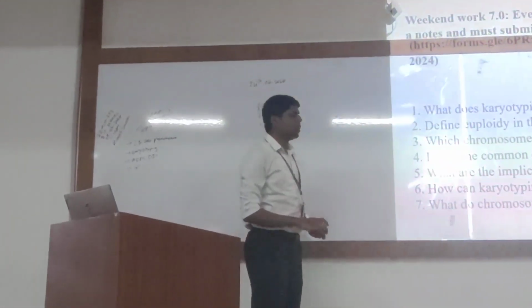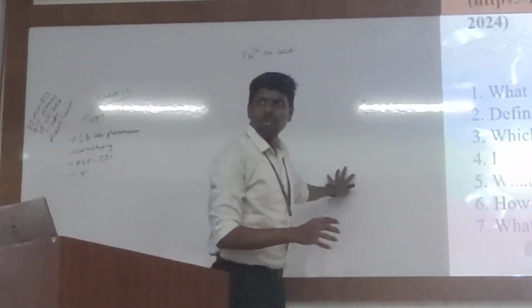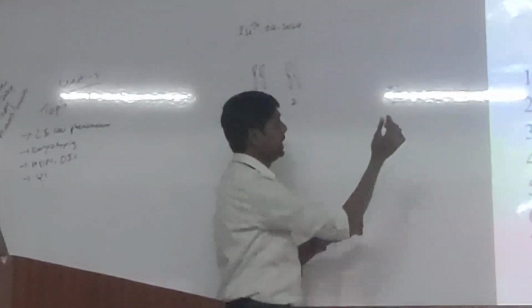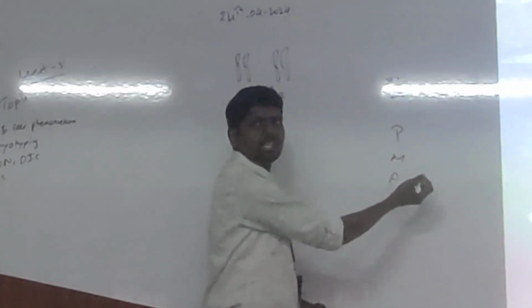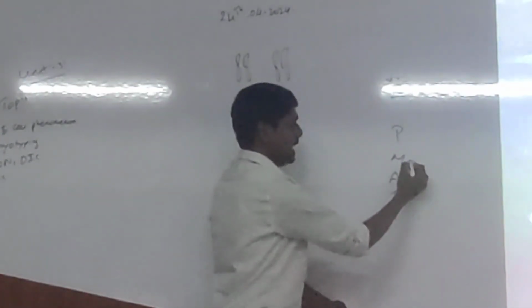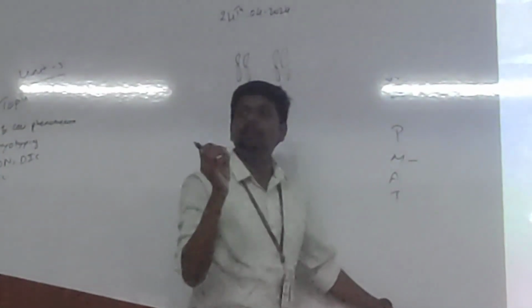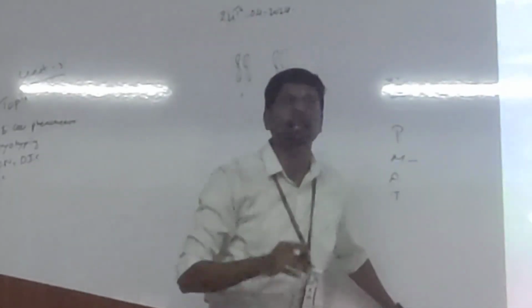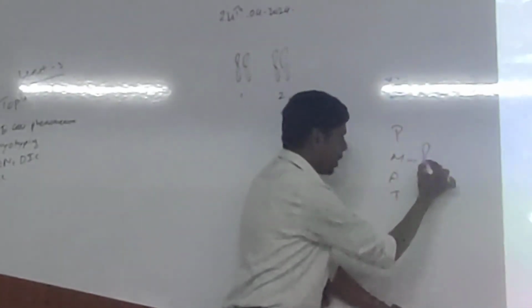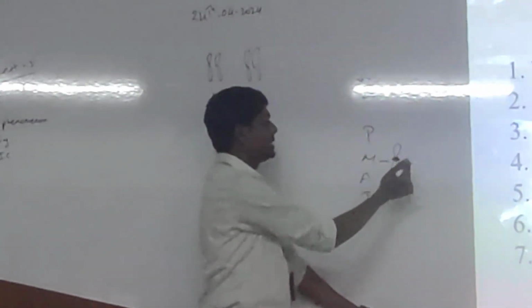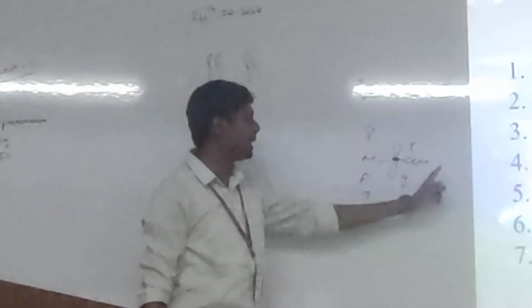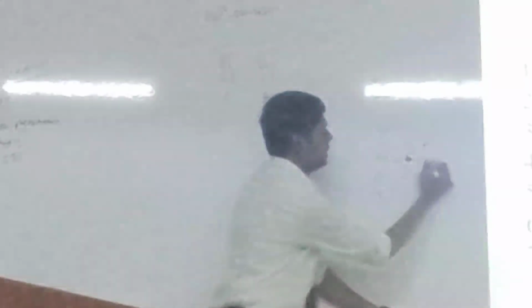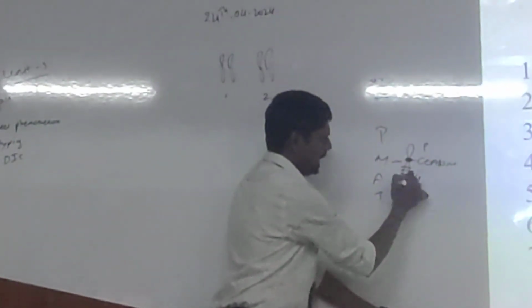Before chromosomes, you need to know cell division, PMAT: prophase, metaphase, anaphase, and telophase. In metaphase, the visibility of chromosomes is very high. If you see the chromosome structure, there is a centromere, a short arm, and a long arm: P arm, Q arm, centromere. And they have some banding patterns.